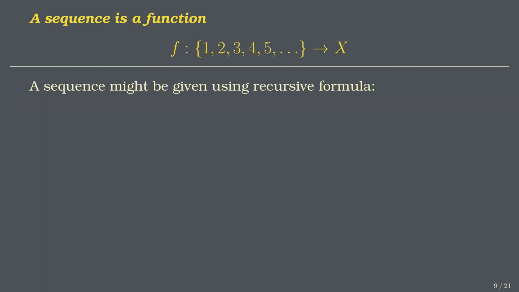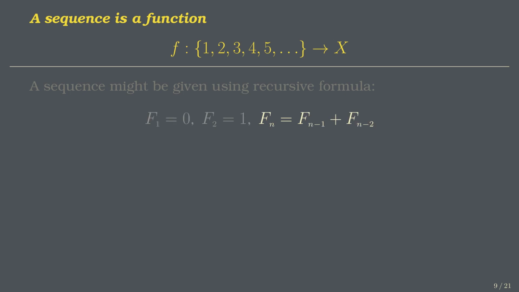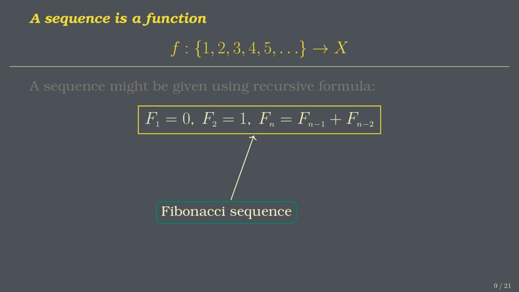So the rigorous definition of a recursive formula sequence, let's give some examples. For example, here you might define f1 to be 0, and then you have f2 to be 1, and then after that for n greater than 2 you can define fn to be the sum of fn minus 1 plus fn minus 2. This sequence is very famous, and it is known as the Fibonacci sequence.